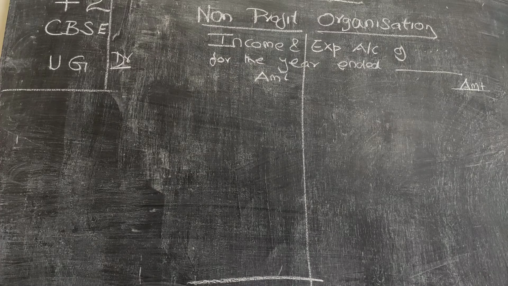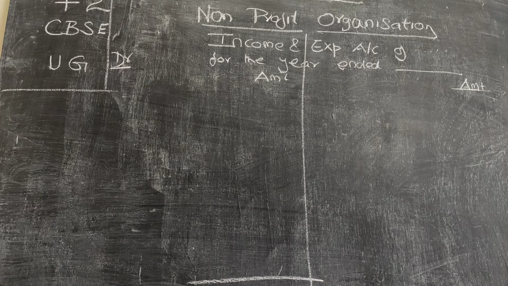Already 2 videos I have made covering how to calculate subscription and how to compute stationery used, sports material used, medicines used, such like that. Now today I am going to take from the receipts and payments account given how to prepare income and expenditure account.